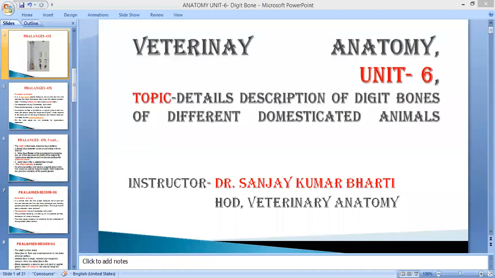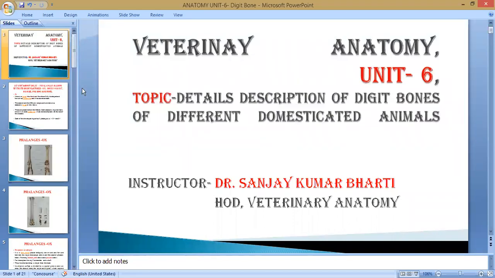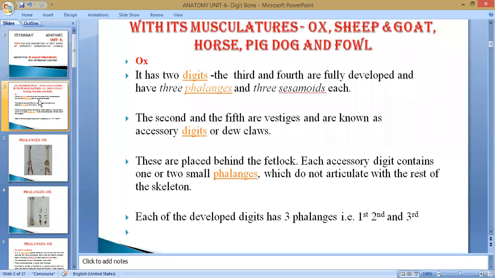So today we will deal with the last bone of the hind limb, the distalmost bone of the hind limb, that is the digit. And we all know the digit contains three phalanges in the case of the ox, horse, and large animals generally. These digits are two in number, as we have already seen in the structure of the metacarpal and metatarsal. In human beings and dogs, there are 5 metatarsals, and each metatarsal distally has a digit.